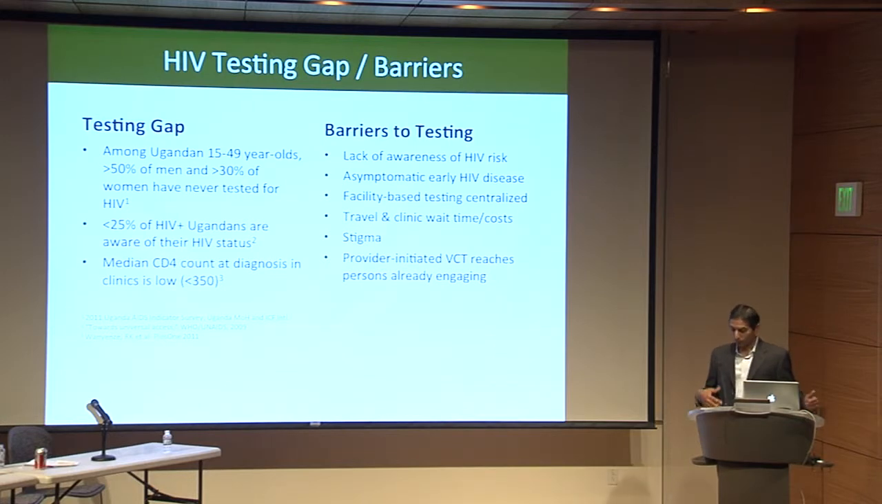And on the right, we look at what the barriers are. Why is there such a testing gap in terms of access to a test that we've got in our hands? There are many barriers. Lack of awareness of HIV risk, and the fact that early HIV disease, the time frame when we want to be testing people and diagnosing them, is asymptomatic and people may be feeling healthy. The fact that facility-based testing, which is where most of the testing is happening, is centralized, and that presents travel barriers, and it also presents long wait times and costs for patients to get to these facilities and then sit through a day waiting for the test.